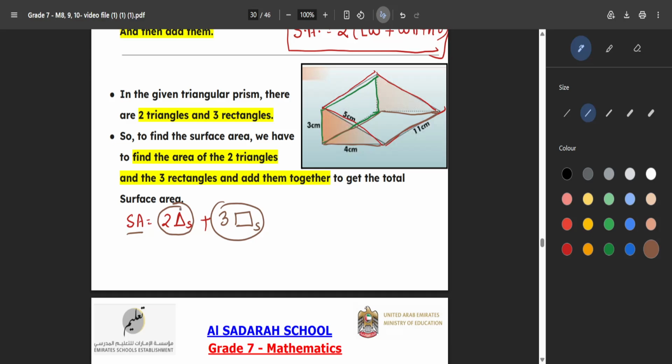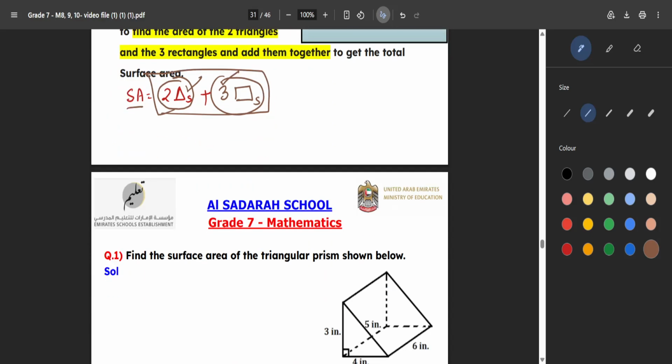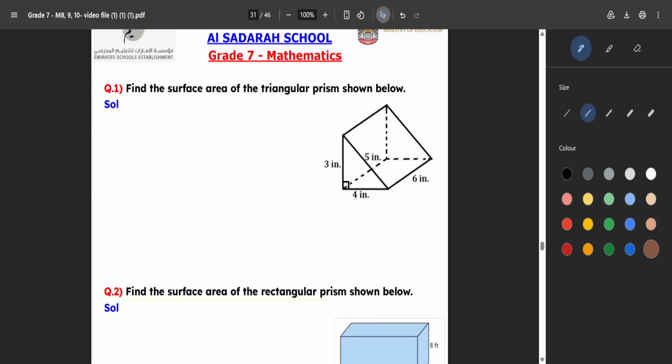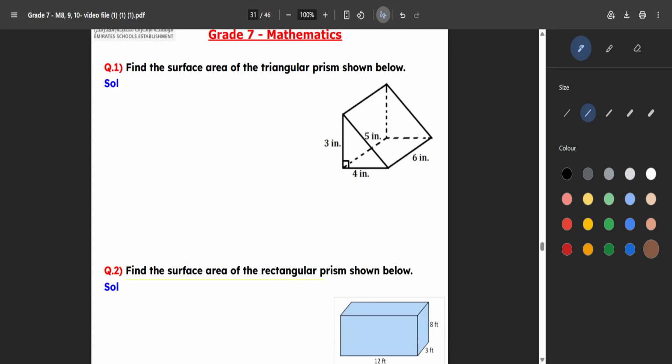So there is no direct formula for it. You will find the area of each surface individually and then you will add them to find the total surface area of a triangular prism. Okay. Let us try some questions on prism also, then we will move to pyramid also.